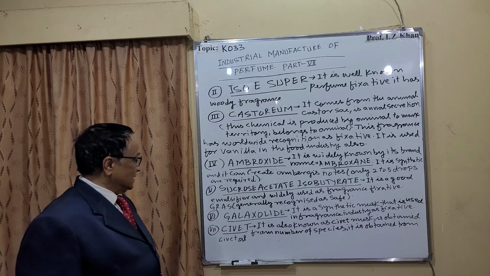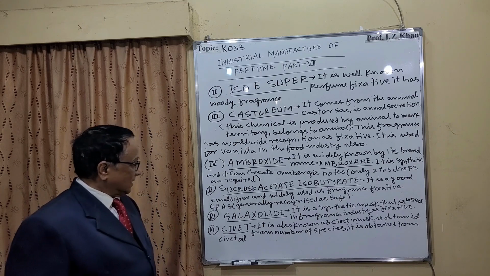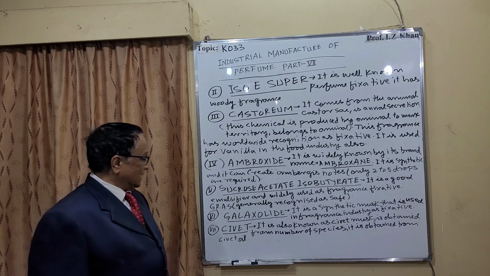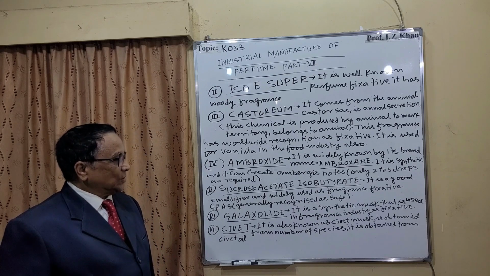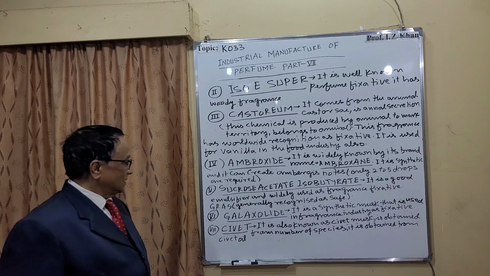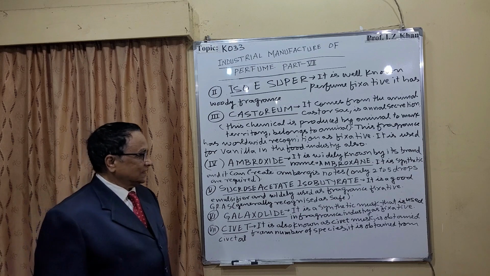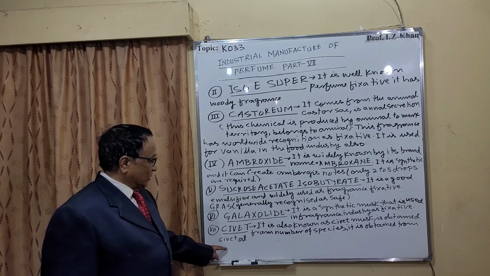Then number 7 is civet. It is also known as civet musk and is obtained from a number of species, and it is obtained as civet oil.